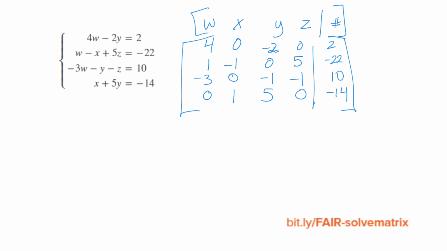So write down this website. I just made a little bit.ly shortcut to it so that you can find it quickly, and then check it out. You first have to tell it how many rows and how many columns. So in this example, I'd say there's 4 rows and 5 columns, and then it pops up, and then you just fill in the numbers from your augmented matrix.